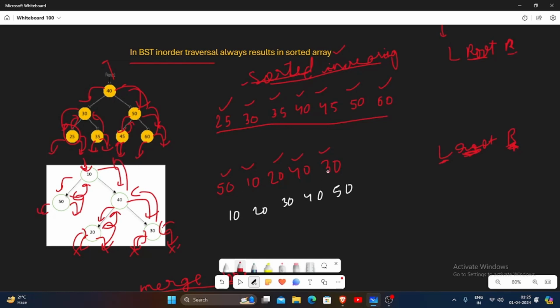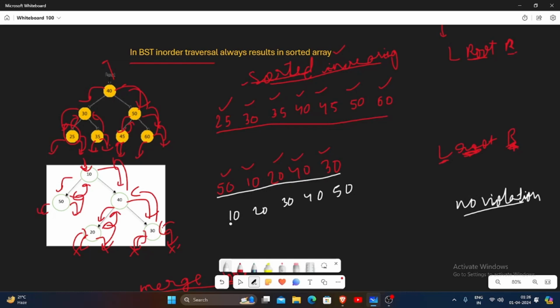So we got 50, 10, 20, 40, 30. Now I observe, since this was not a valid BST, since there were violations, this array didn't result in increasing order. If it was a valid BST, with no violation, then this array would also have come out sorted when we did the Inorder Traversal. But we can see we are getting 50, 10, 20, 40, 30.